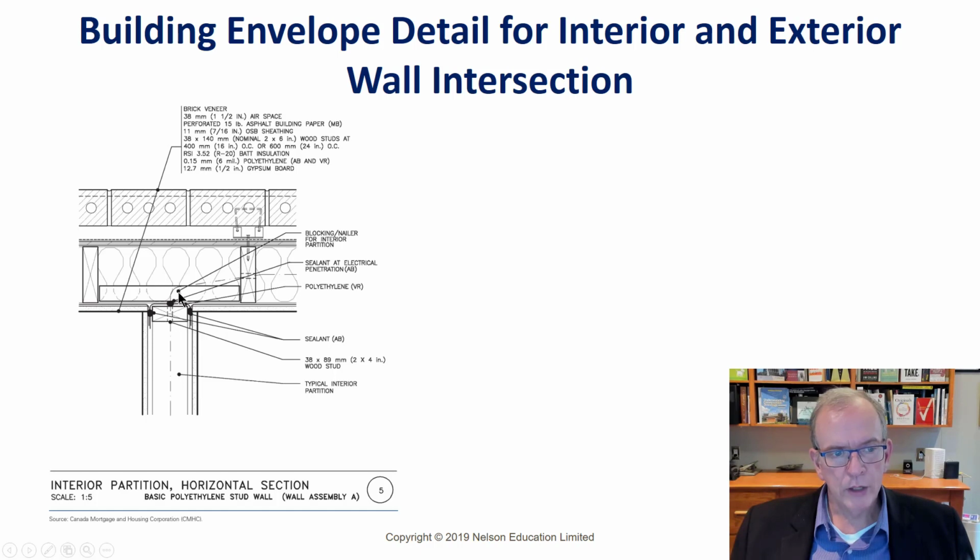And if there are wires that go through, like for an outdoor light or something, then all the holes need to be sealed. Remember, AB means air barrier, VR means vapor retarder, and MB is moisture barrier, so the building paper on the outside.